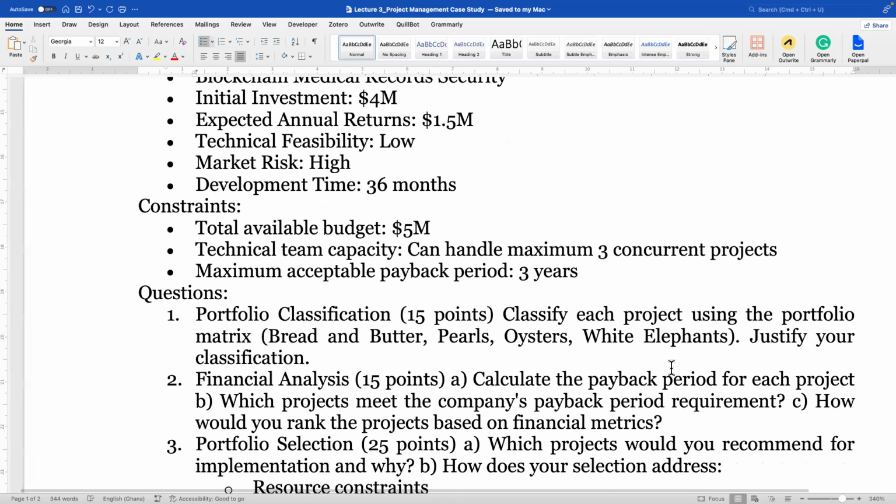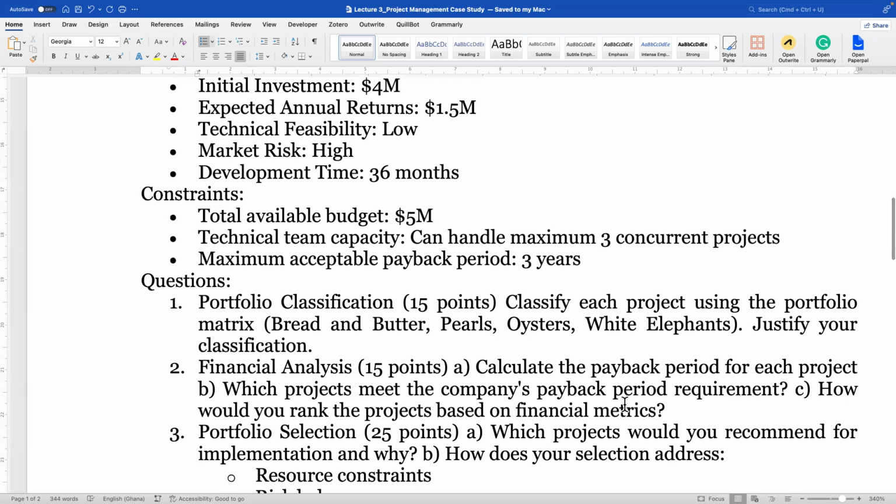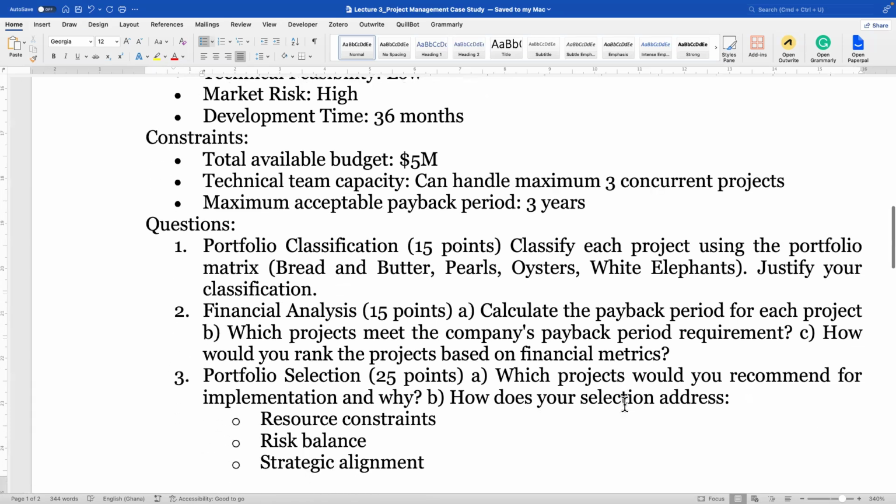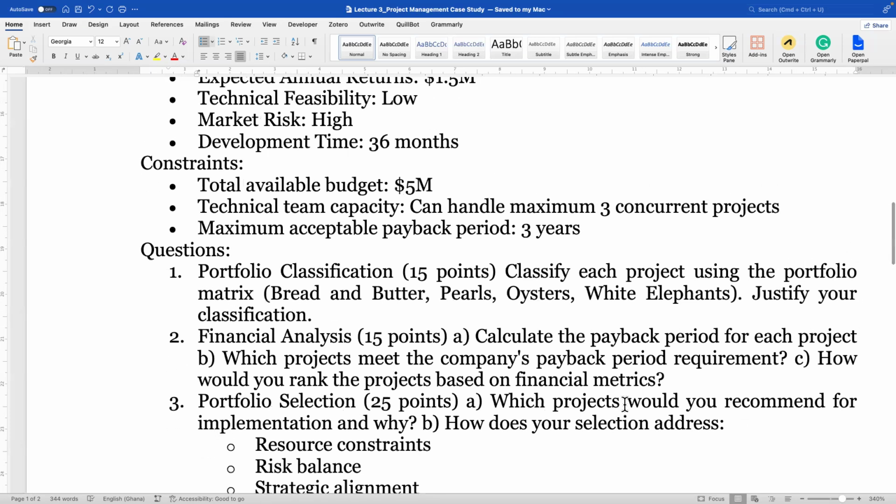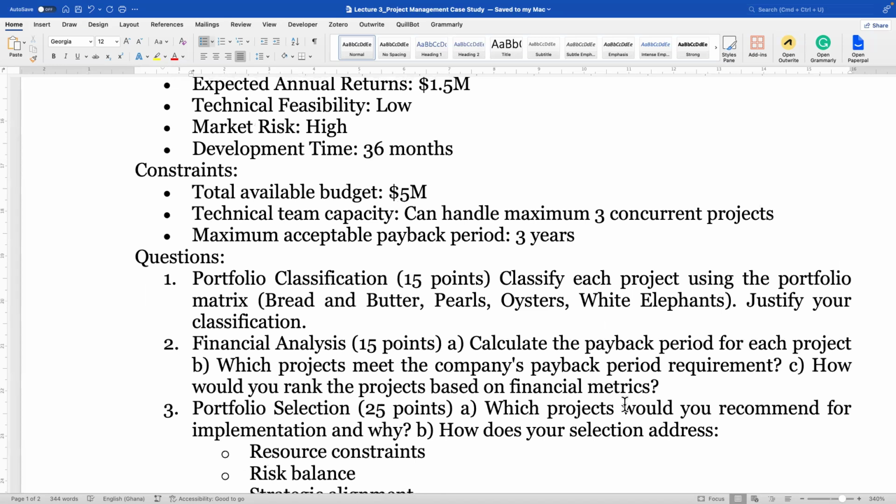So in the first part, what you have to do is draw the diagram, the table, and plot the projects. There are 4 projects, and see which ones are pearls, which ones are bread and butter. And then you also do the payback period. When you do that, you would use both the payback period and the pearls to see which ones you will combine.